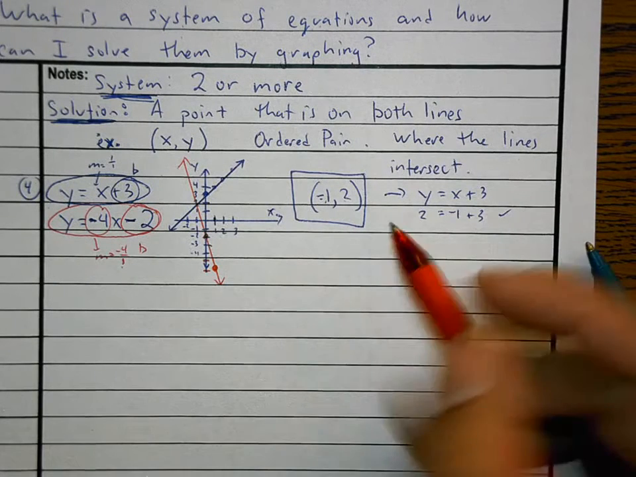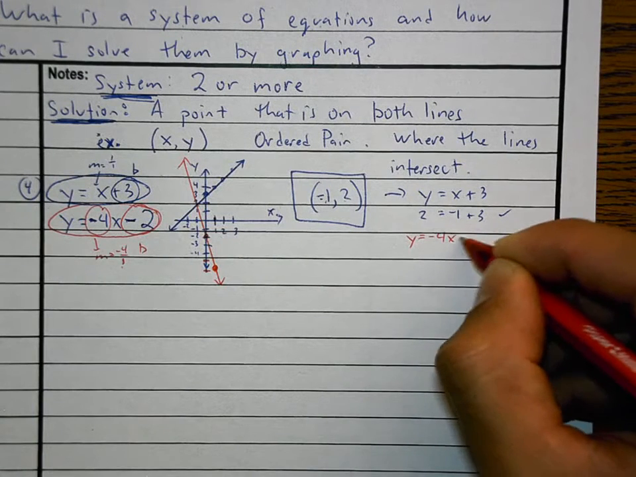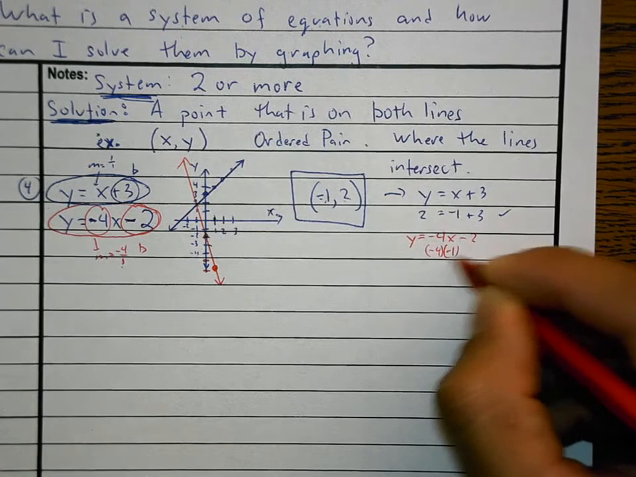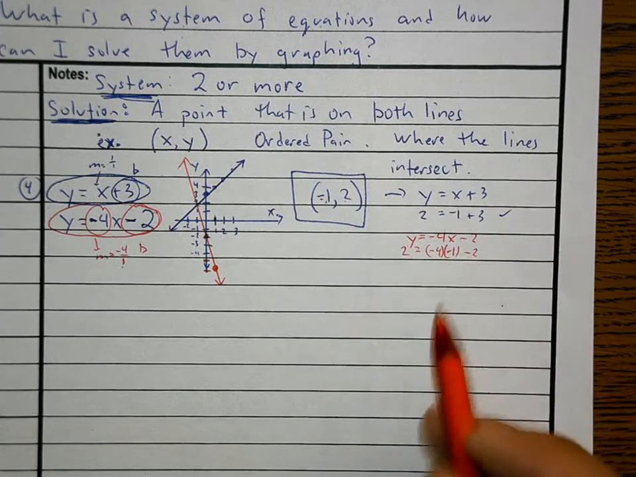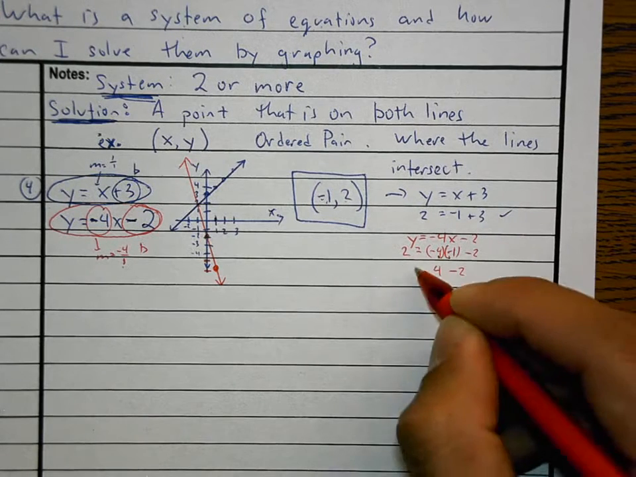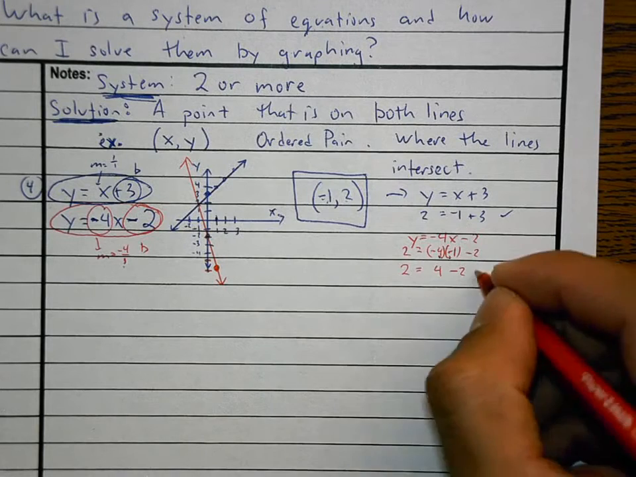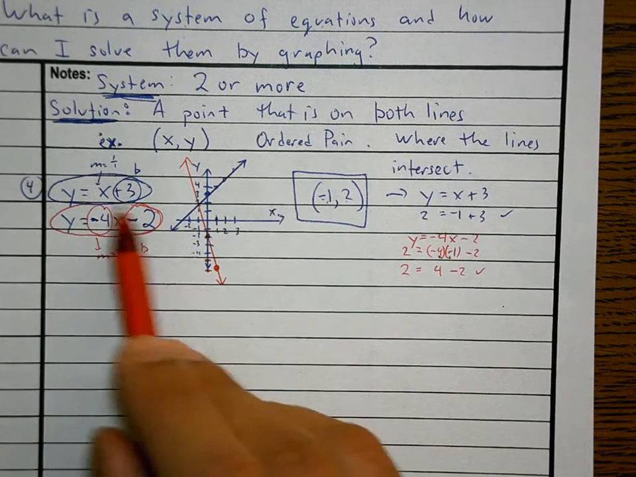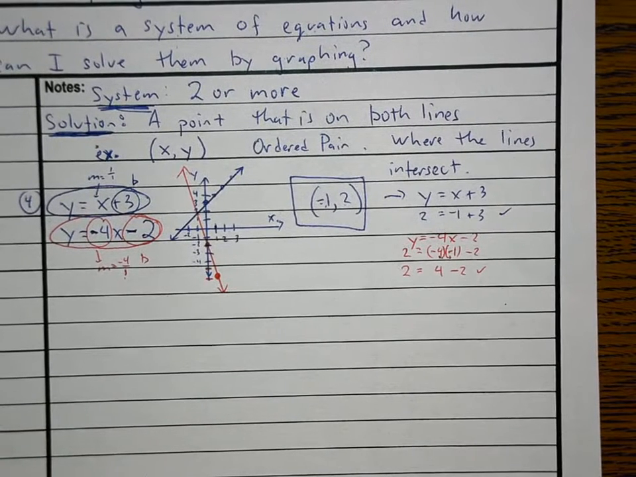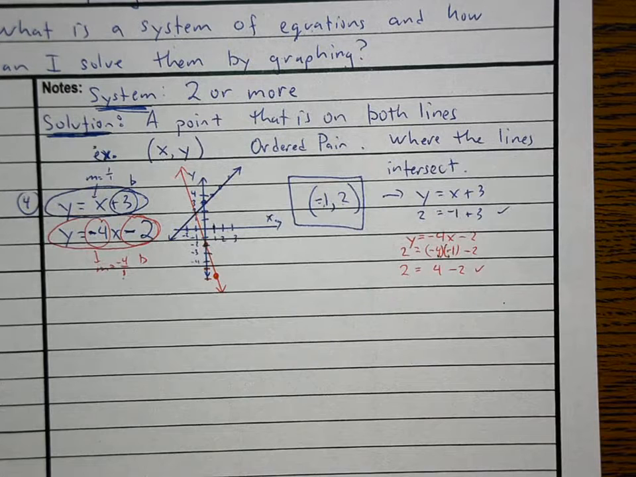Now I can do the same thing with this second equation, the red equation. Y equals -4x minus 2. I can plug in the -1 there, and I can see, does it work? Negative 4 times negative 1 is a positive 4. Minus 2. Does that equal 2? Does this solution work for both equations? That's because it's on both lines. That's where they are equal to each other. That's our answer. Okay?